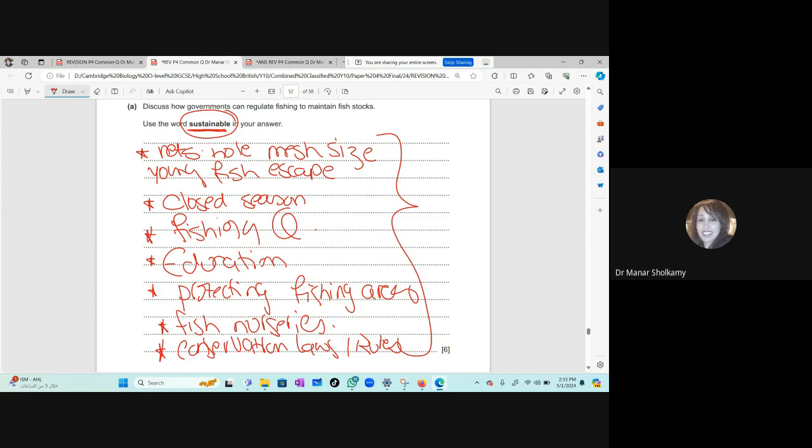Sustained means maintained. I'm going to conserve it. I'm going to maintain it. I'm going to keep it. And the word sustainable is also very common, and it just needs to be memorized. Go back to your notes and memorize what is sustainable and what is a sustainable development.